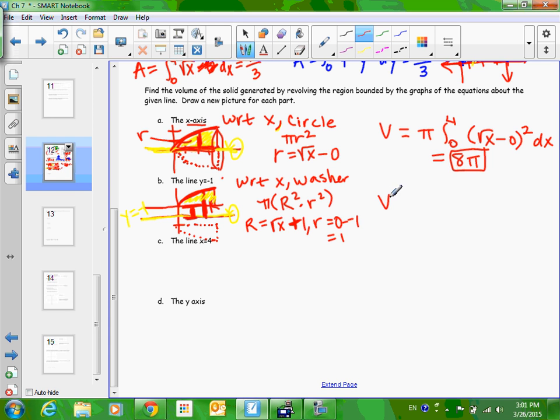So once you get that, the volume really is just one more step. Pi, and you write your integration symbol, still 0 to 4 because this is still with respect to x. And then you have your square root of x plus 1, which is your big R squared, minus your 0 minus -1, or 1 squared. Did you need to put parentheses around the 1? No. And then you're plugging that into your calculator.